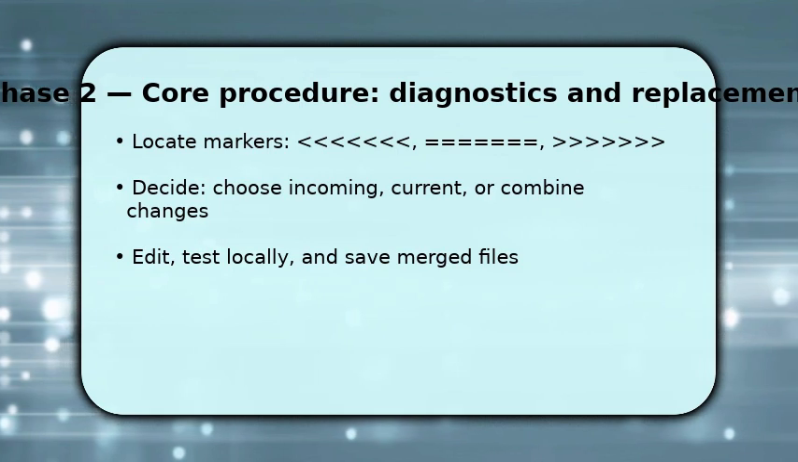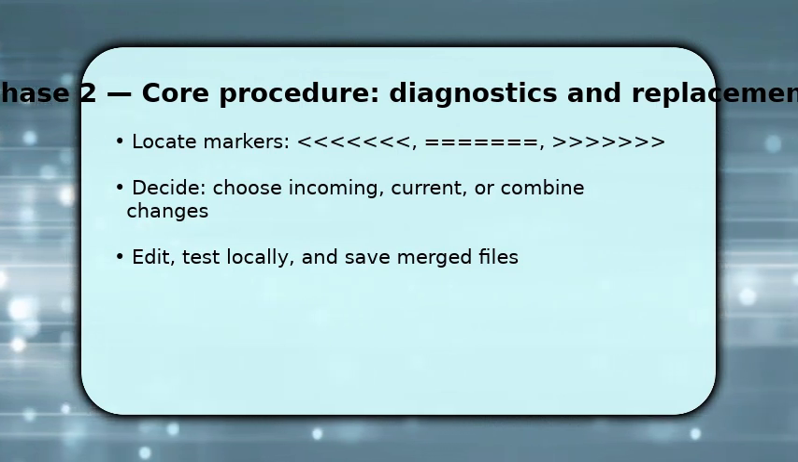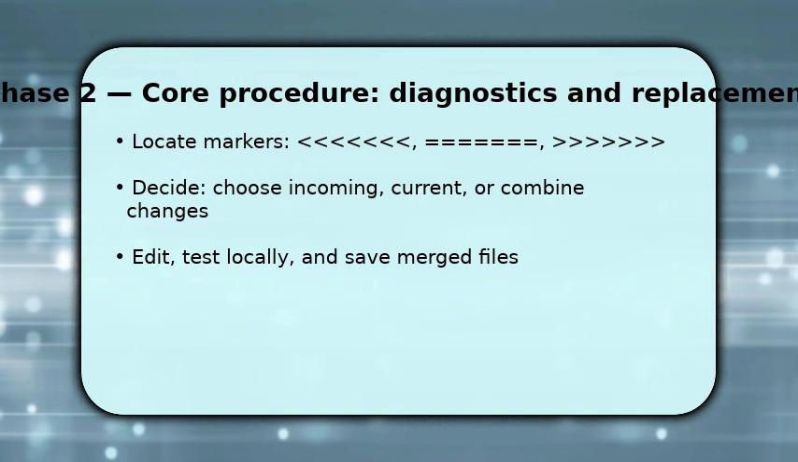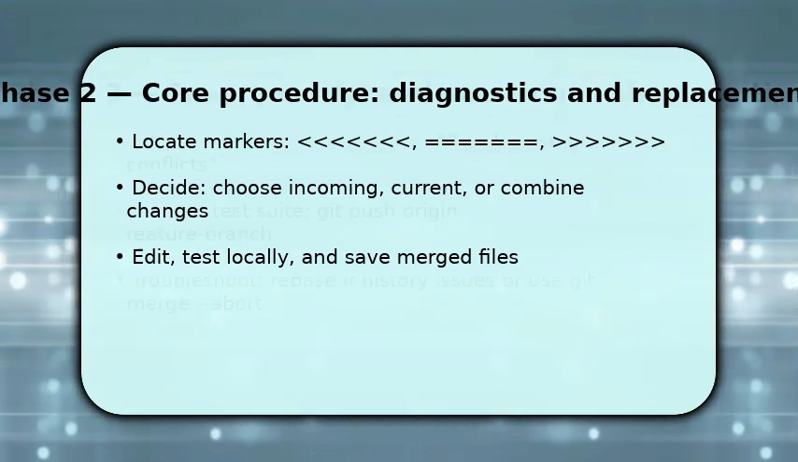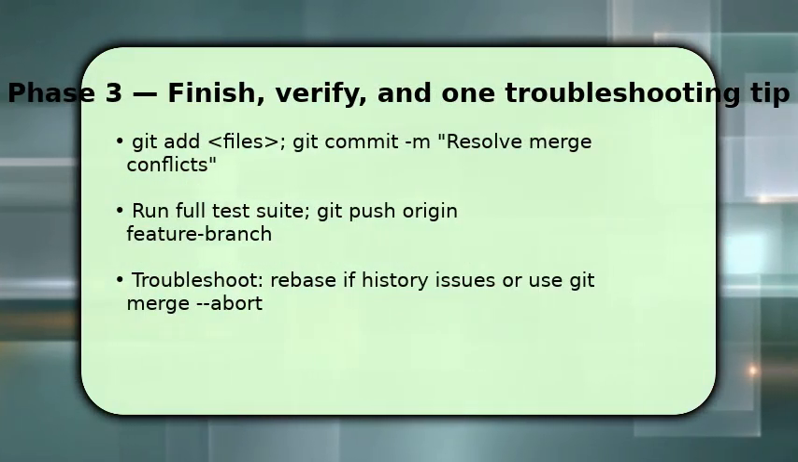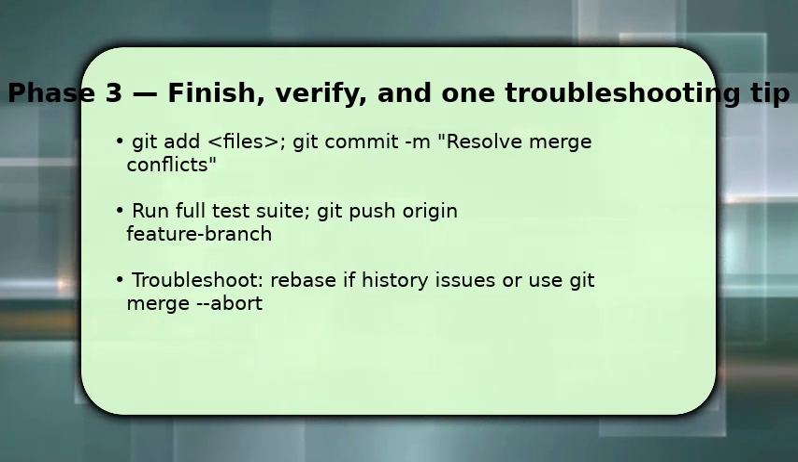Make sure to add meaningful commit messages that explain why you chose this resolution, because team members will need context when reviewing the merge later. You finish by staging and committing the resolved files with a clear message about the conflict resolution.